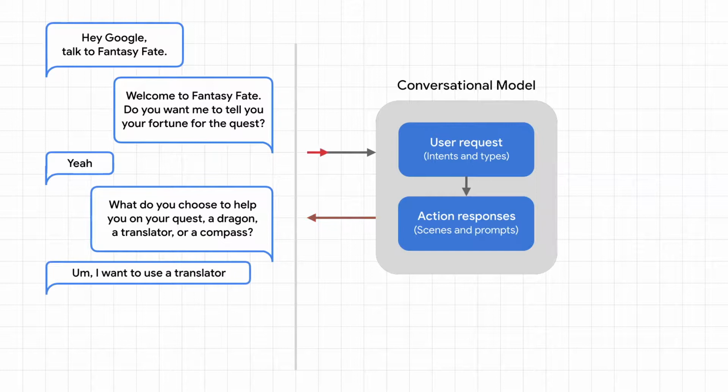The user can respond with, "I want to use a translator," and the user's request is processed and matched with an intent. This time, the action will treat the user's input differently. The action can extract different parts of the user's input and use that data to influence the next response. In this case, the scene uses item type as a way to extract translator, and it generates a response for users who choose that option. Then the prompt is sent to the user.